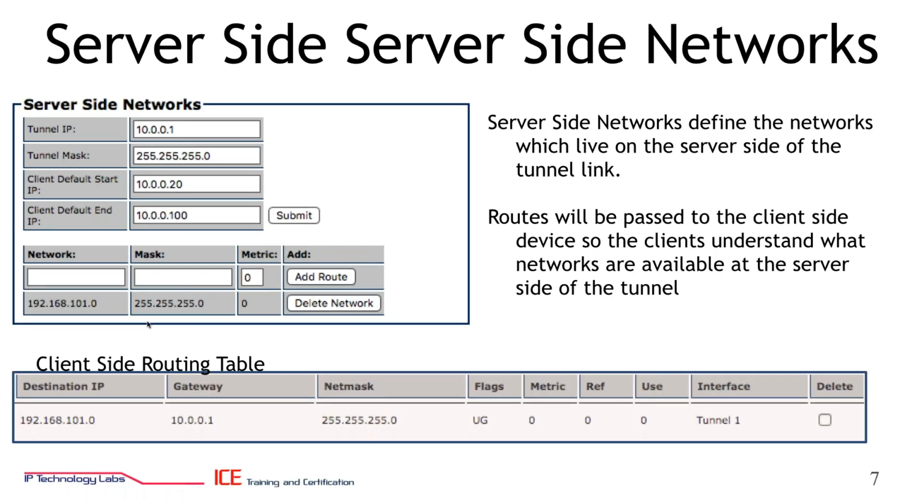The server-side networks, we're going to define the networks which live on the server side. And these routes, this information, the networks that we put into our server-side networks will get pushed out to the client device, and the client device will install a route in his routing table. So we define the server-side networks, the networks that live on our server side, and then in the client-side routing table, we'll get this network and an interface, which is the tunnel IP address of the server. So now on the client device, if he receives a packet for 192.168.101, he knows to forward that to the server device through the tunnel.